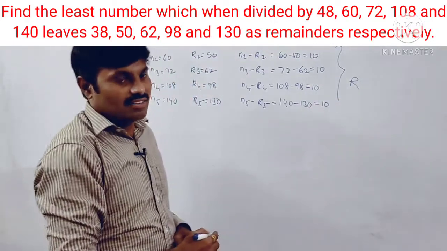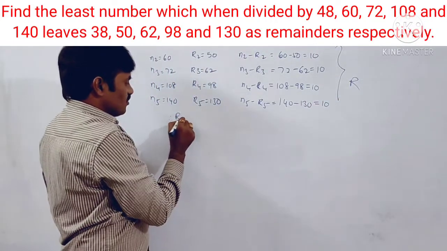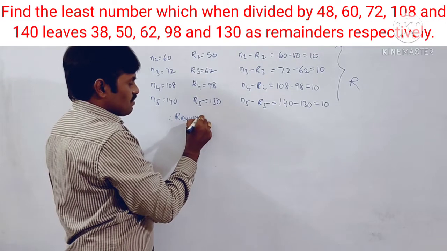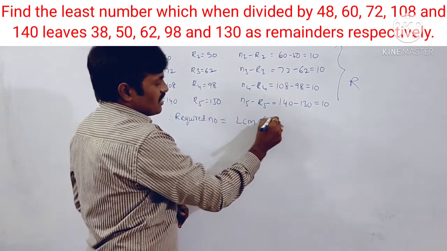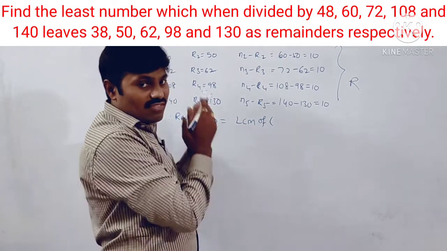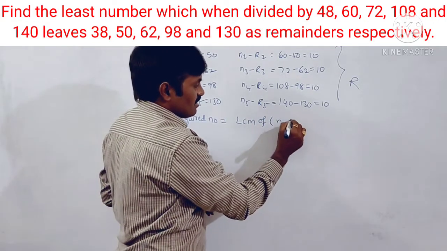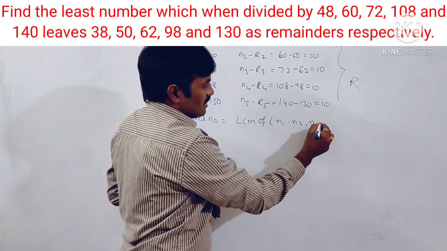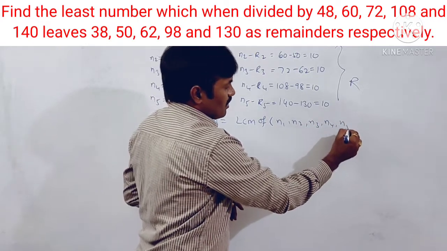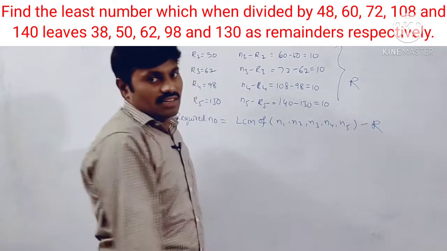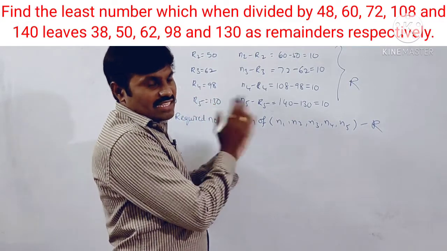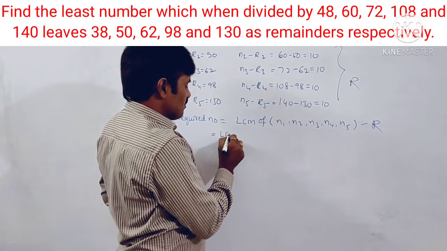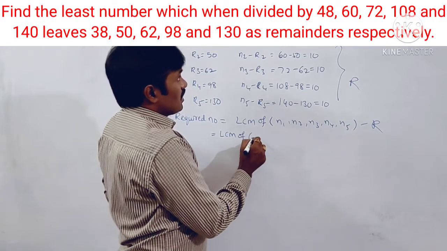Consider this as capital R. Now what is our answer? Therefore the required smallest number is equal to, what is our shortcut method? What is our shortcut technique here? The LCM of these divisors n1, n2, n3, n4, n5 minus the common difference between divisors and remainders.